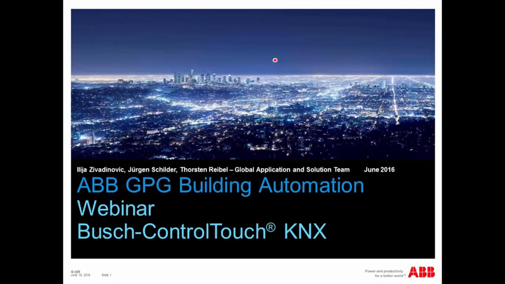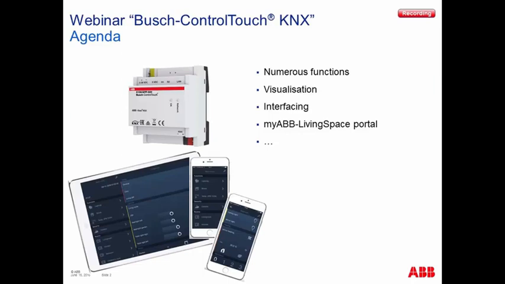Let's have a look at what is planned. Only one product today: Busch ControlTouch KNX. So what's behind it? You see the component here on the left. It's a very powerful device with numerous functions. A visualization is integrated. Interfaces to other solutions and products are also integrated, and it works together with our My ABB Living Space portal. You might remember it from Free at Home, but also from Welcome System. So it's an essential part of this solution.